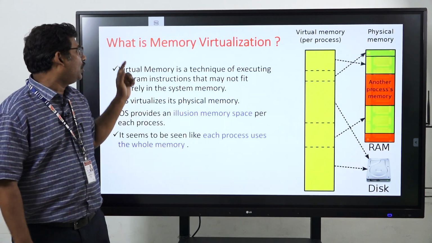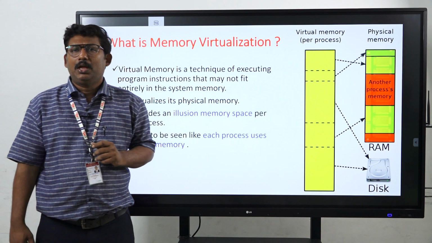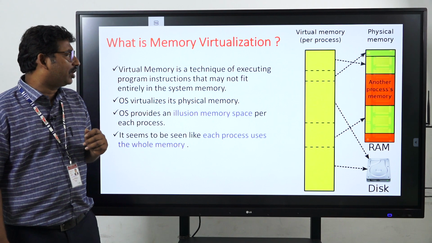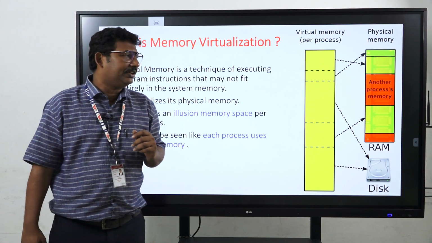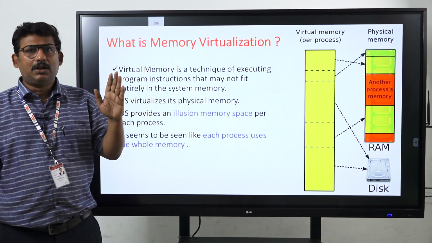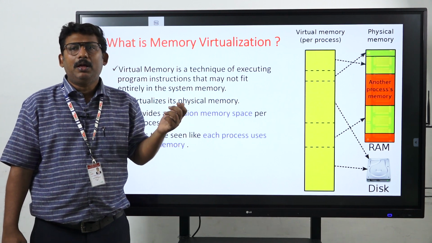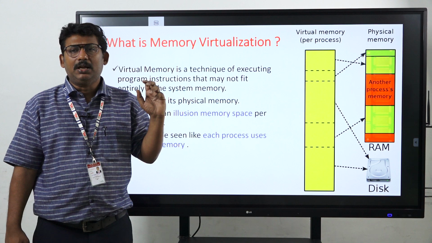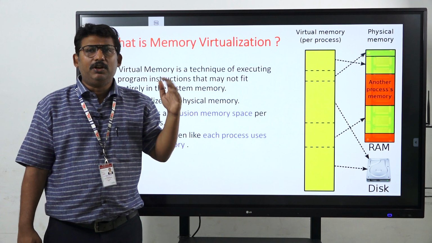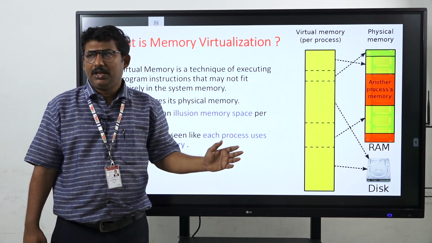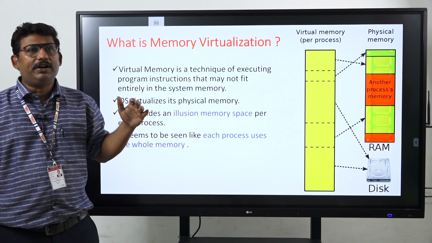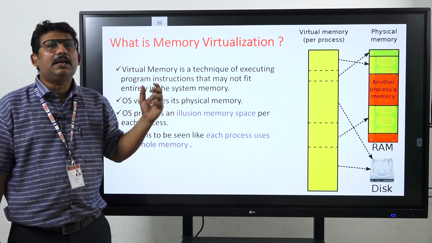Now let's discuss what memory virtualization is. Memory virtualization is a technique of executing program instructions that do not fit entirely in the system memory. The regular memory is the RAM. If the program or its processing does not fit in the RAM, it will use the disk, that is the hard disk, to execute the program. So this hard disk will act as virtual memory.